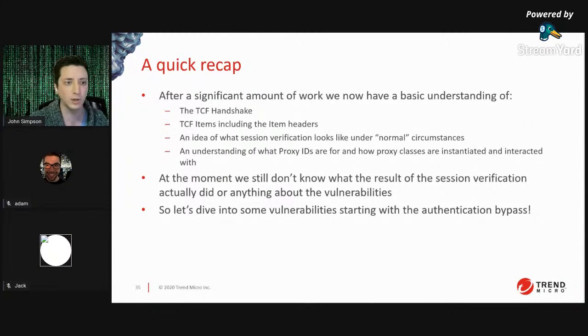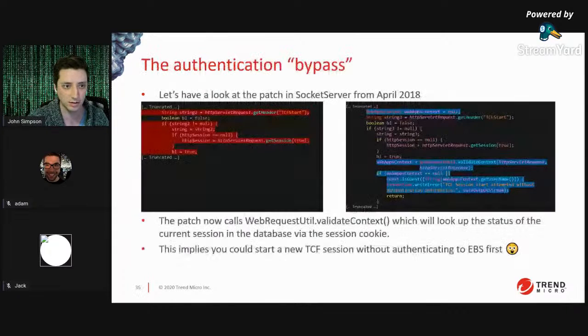Okay, so we've gone over a whole heck of a lot of stuff here. Let's do a really quick recap. We've got a basic understanding of the TCF handshake, TCF items, including the item headers. We have an idea of what session verification looks like under normal circumstances. We have an understanding of what proxy IDs are for and how proxy classes are instantiated and interacted with. But at the moment, we still don't know what the results of the session verification actually did or anything about the vulnerabilities, because we are here to talk about vulnerabilities, right? And we haven't even gotten there yet. So let's get into some vulnerabilities, and let's start with that authentication bypass that was patched in April 2018.